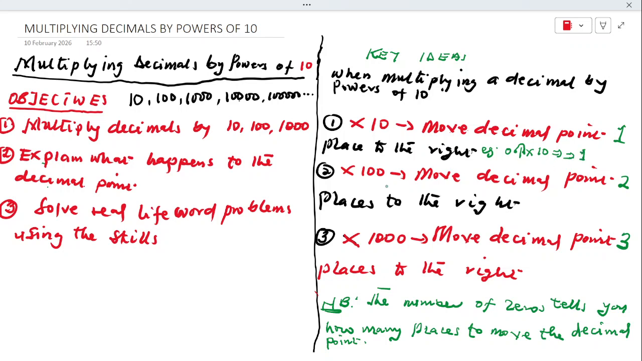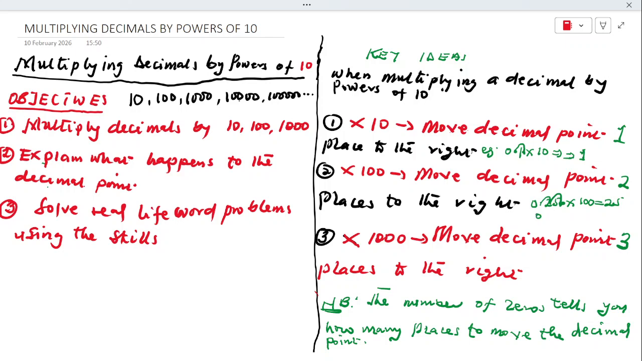All right. So it says that when you are multiplying by 100, you move the decimal point 2 places to the right. So assuming you have 0.25 times 100, you move the decimal point 2 places to the right. Okay, 2 places to the right. So you have 1, 2. So the decimal point will now come here, giving you what? 25. I hope you are following.